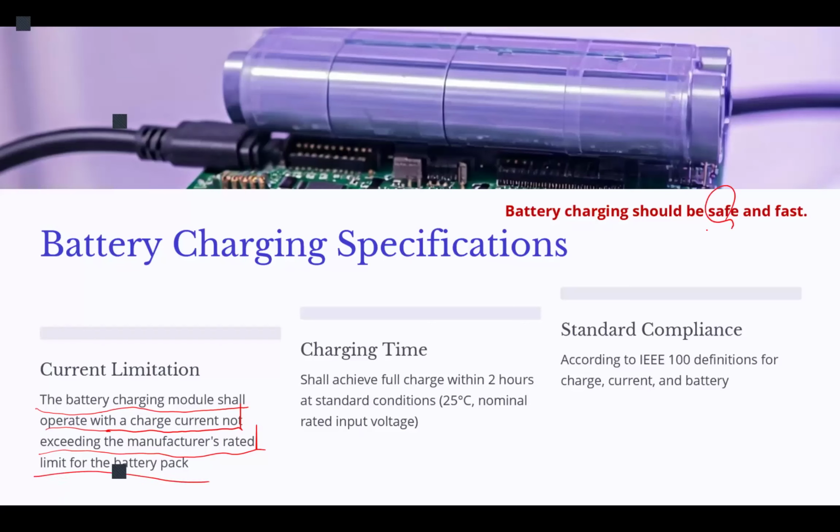Next part of the statement: shall achieve full charge within 2 hours at the standard conditions, meaning 25 degrees Celsius and nominal rated input voltage. So if there is a change in that, we don't have 2 hours. And now referencing, according to IEEE definitions for charge, current, and battery.